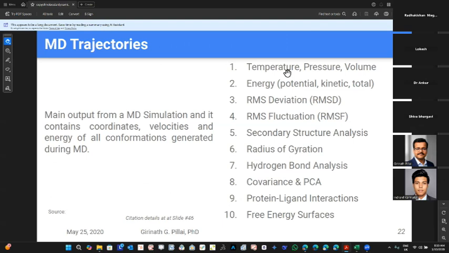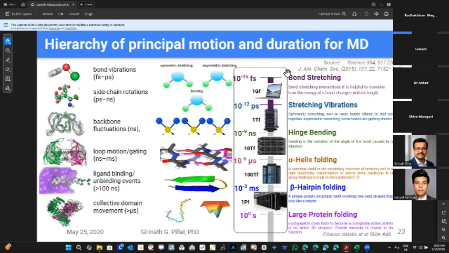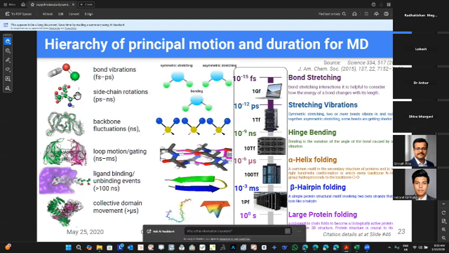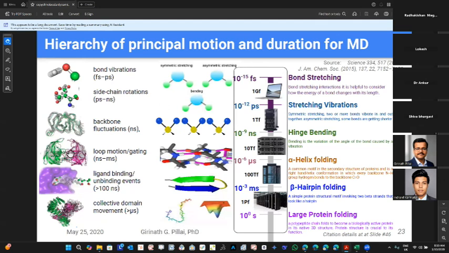Covariance and PCA is mainly for clustering, and protein-ligand interactions will be pulled out again with the free energy surfaces. This also we discussed last meeting in a very quick manner, just to understand what time scales we have to define for each kind of objective. If you're looking for loop motions, ligand binding and unbinding events, or collective domain movements, that is what is called cryptic pockets and enhanced MD sampling.